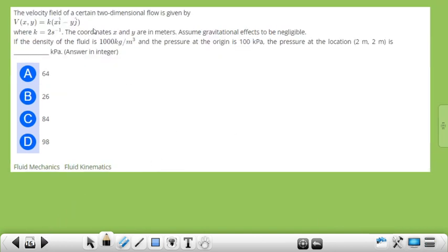Next question. The velocity field of a certain two-dimensional flow is given by V of x, y is equal to k bracket x i cap minus y j cap, where k is 2 second inverse. The coordinates x and y are in meter. Assume gravitational effect to be negligible. If the density of the fluid is 1000 kg per meter cube and the pressure at the origin is 100 kilopascal, what is the pressure at the location 2 meter, 2 meter?